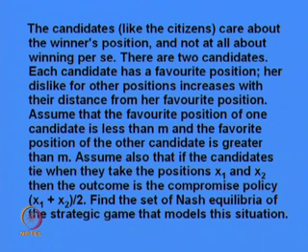There are two candidates. Each candidate has a favorite position. Her dislike for other positions increases with their distance from her favorite position. Assume that the favorite position of one candidate is less than M, and the favorite position of the other candidate is greater than M. Assume also that if candidates tie when they take the positions X1 and X2, then the outcome is the compromise policy (X1 plus X2) divided by 2. Find the set of Nash equilibria of the strategic game that models this situation.